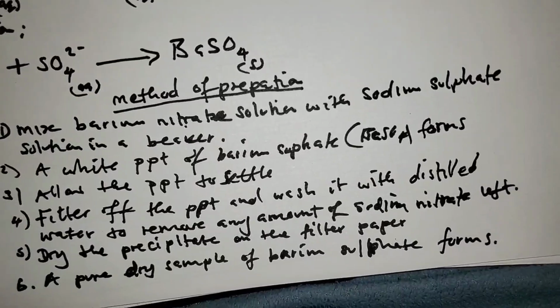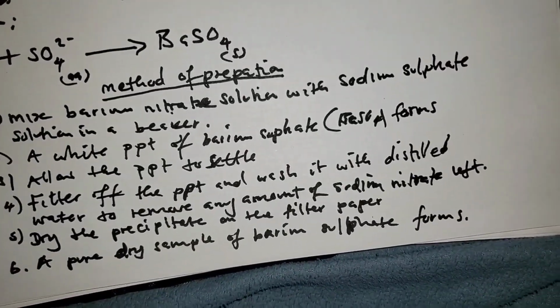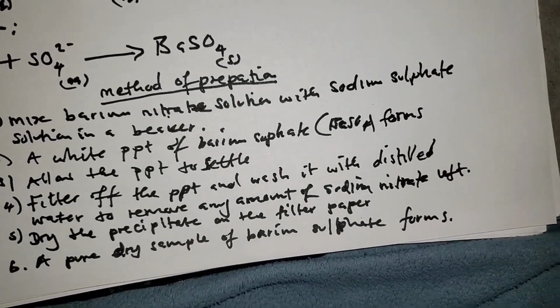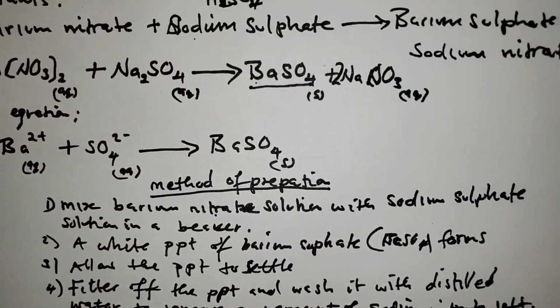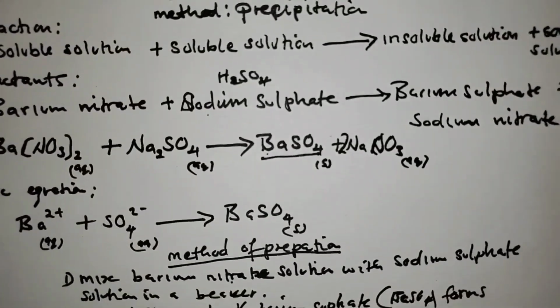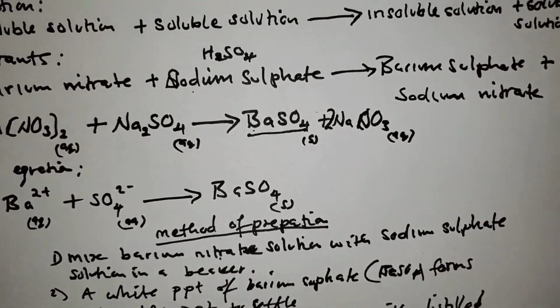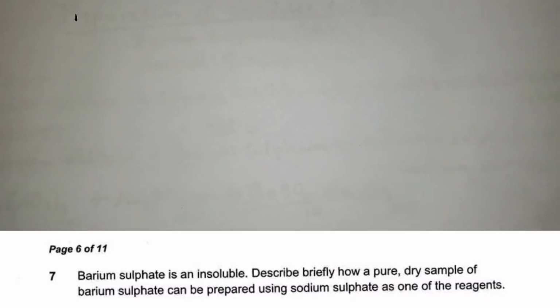So let's look at the question from the exam. We can answer a number of questions from the exam based on what we've covered. Look at this examination question, which says barium sulfate is an insoluble salt. Describe briefly how a pure dry sample of barium sulfate can be prepared using sodium sulfate as one of the reagents.